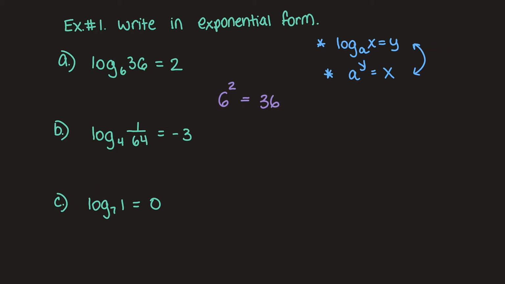We do the same thing for the next example, so starting with the base, and then the exponent will be the value of the logarithm, so -3, and this will equal the log input of 1 over 64. And the same follows for the last example. So start with the base, and then the exponent will be the value of the logarithm, so 0, which then equals the log input of 1.